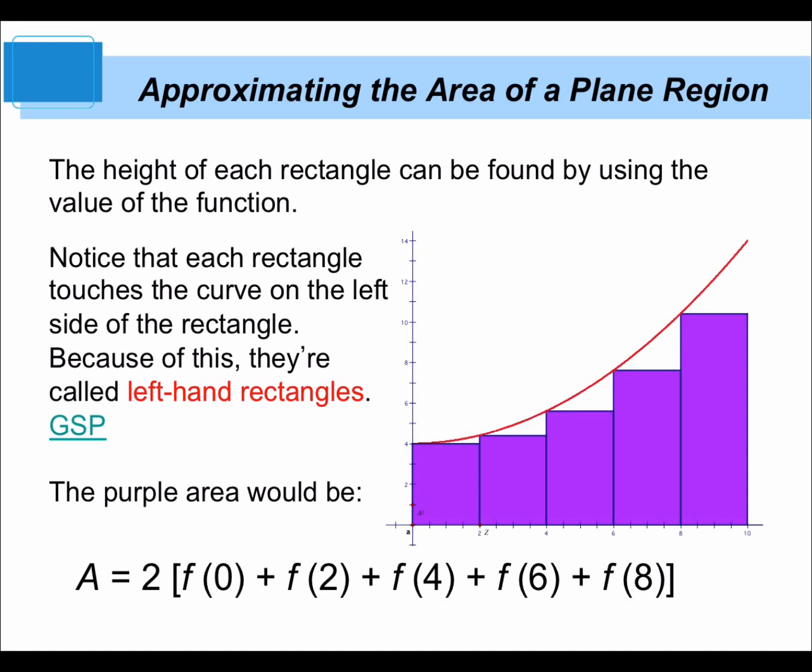Wait, can you repeat what you just said? I didn't follow that. The left-hand rectangles are rectangles whose upper left-hand corner touches the function. See, upper left-hand, upper left-hand, upper left-hand. So it makes sense if we have left-hand rectangles, we would also have right-hand rectangles. Those come in a second.